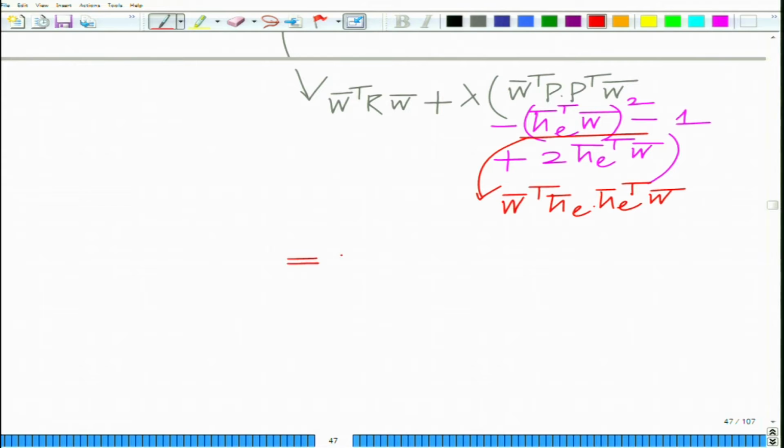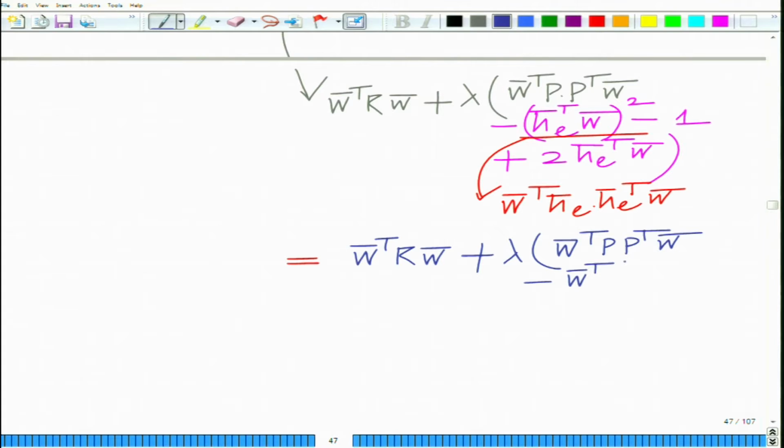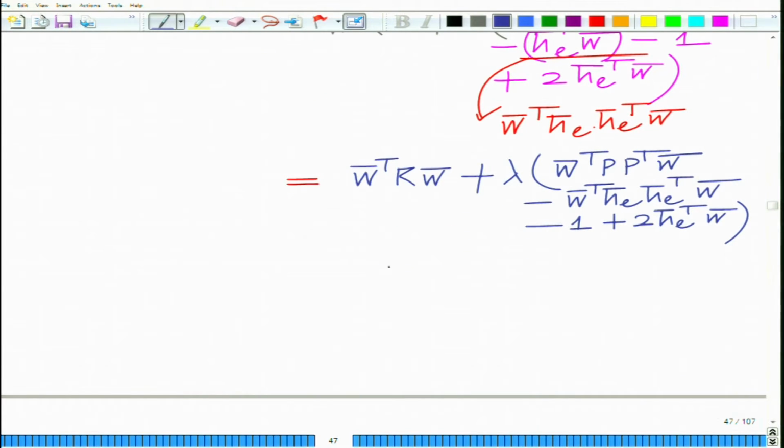So, the objective function again, as I have said, is slightly involved, and can be simplified. One has to be careful to write each and every term at every stage. So, W bar transpose P P transpose W bar minus W bar transpose H E bar H E bar transpose W bar minus 1 plus 2 H bar E transpose W bar. Okay.